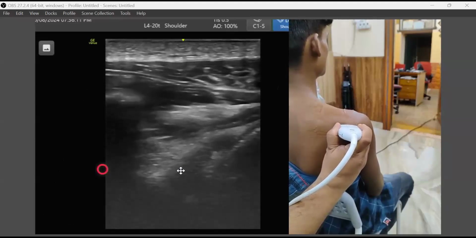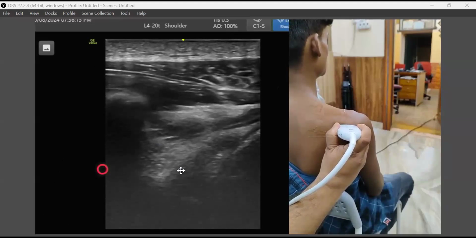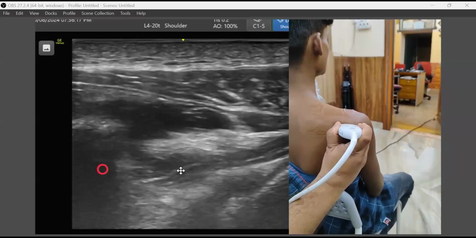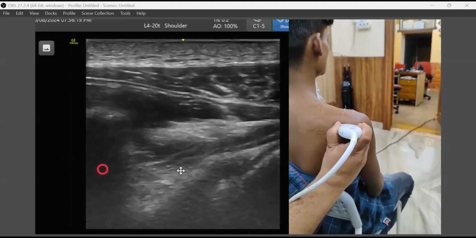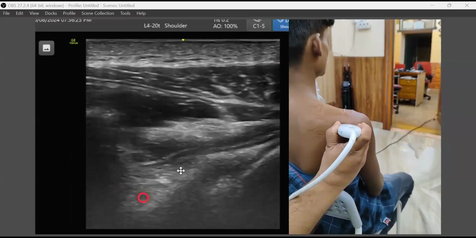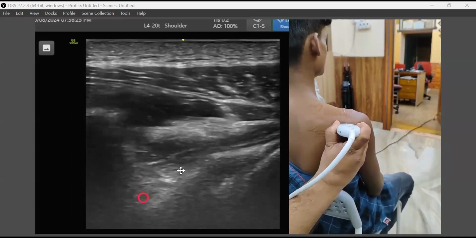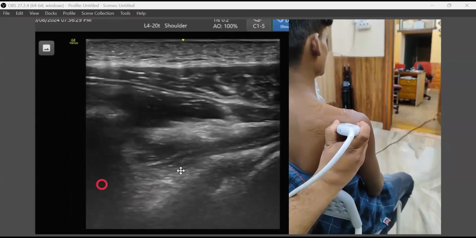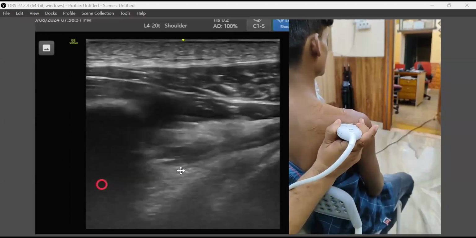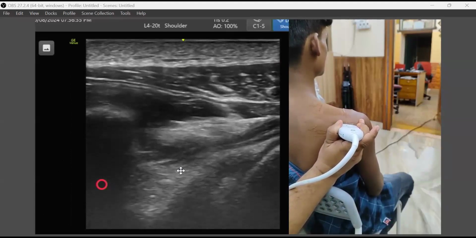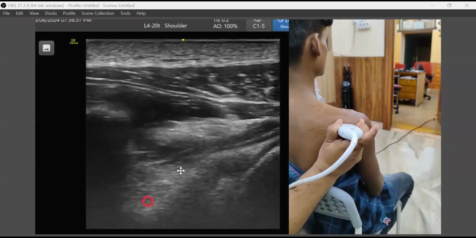Just removing the virtual convex, decreasing the depth to show this picture more clearly, to focus more on that area. Okay, so here is the moving vessel. I am just keeping the color over this moving vessel right now. Here you can see I am stabilizing my hand more so that you can see the picture of the vessel, and probably this one is the nerve.